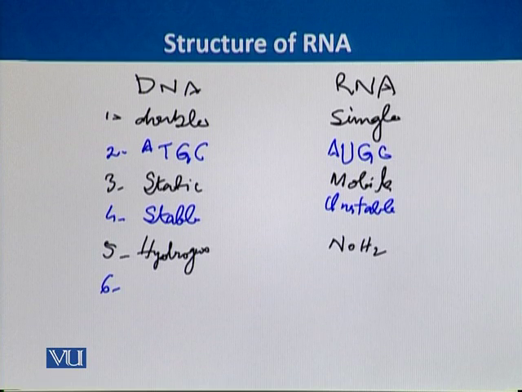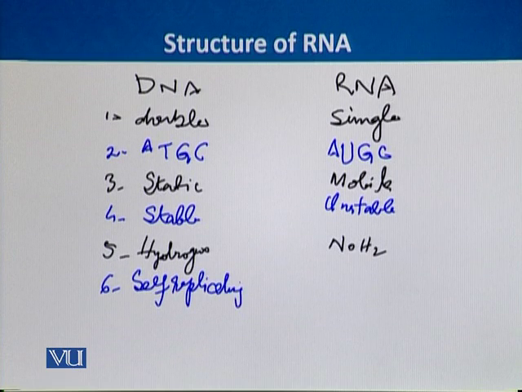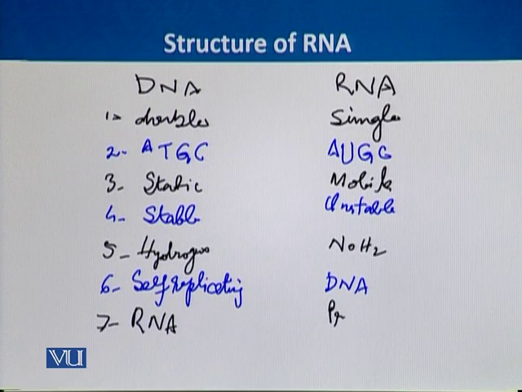Further, we can see that DNA is self-replicating. On the other hand, RNA cannot be self-replicated. Rather, it is synthesized from the DNA. DNA can synthesize RNA, and RNA is used for the synthesis of proteins. So there are many differences.